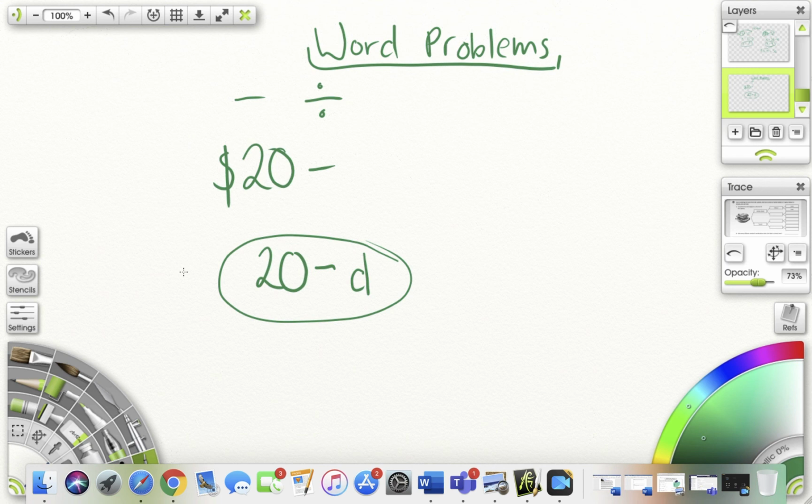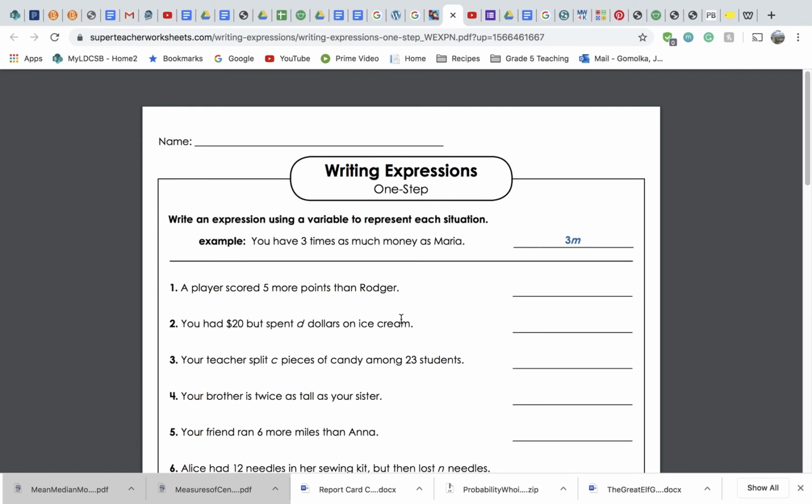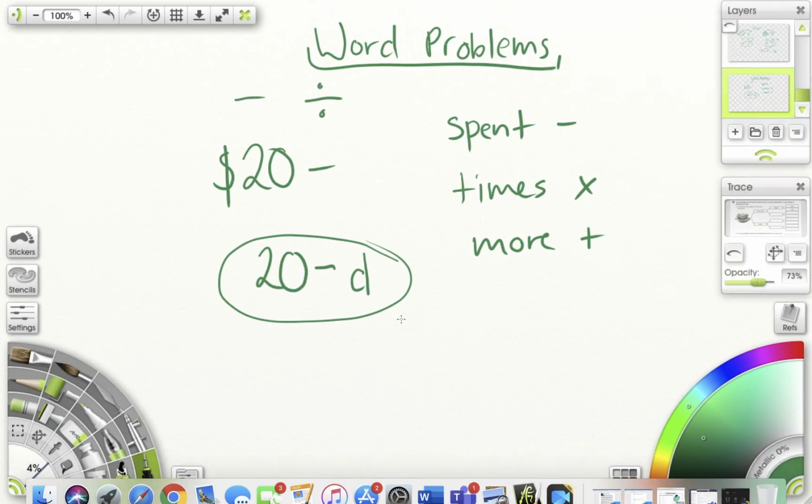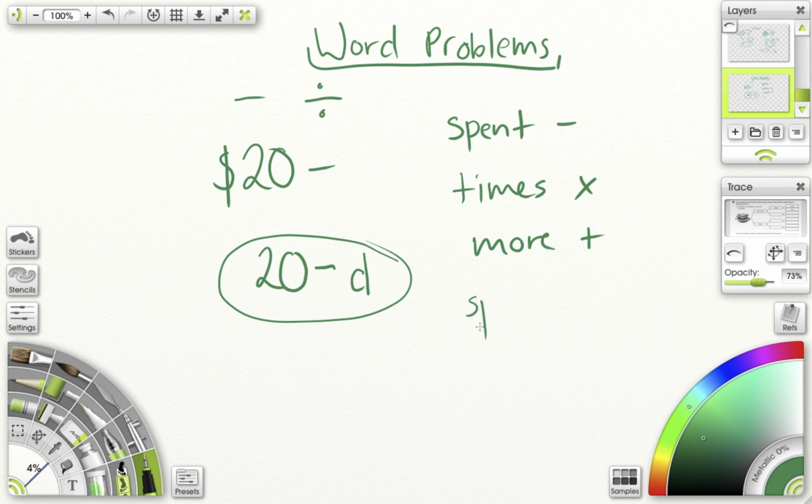All right, so that's what you're going to be doing today. So the key words that you have to remember is spent is usually a subtraction. Times means multiplication. More means addition. Division could be number 3. Your teacher split C pieces of candy among 23 students. Split is a huge word that can be used for division.